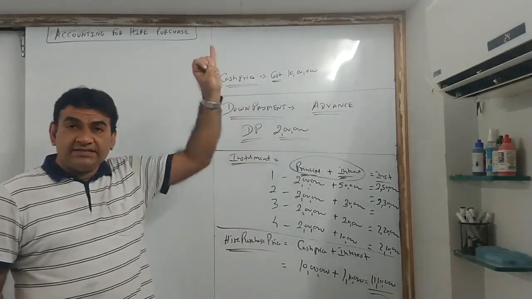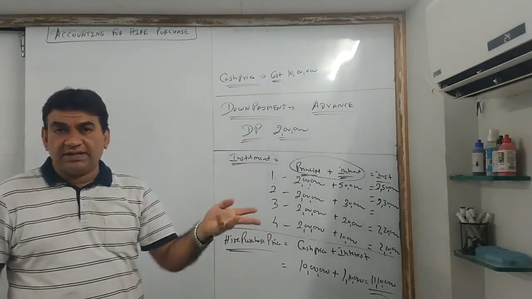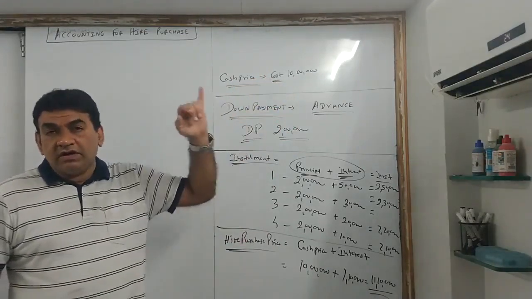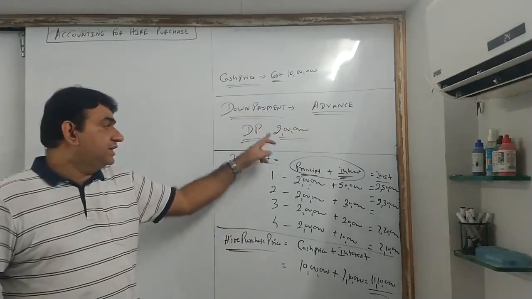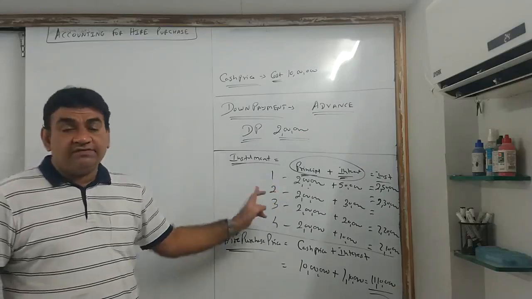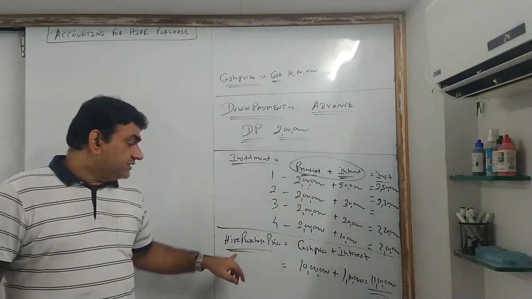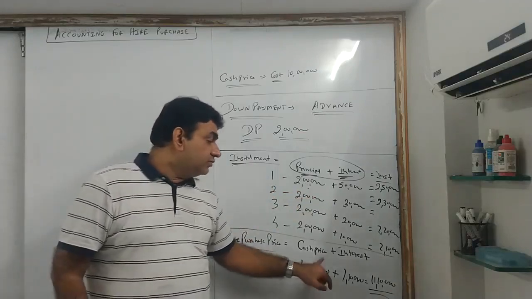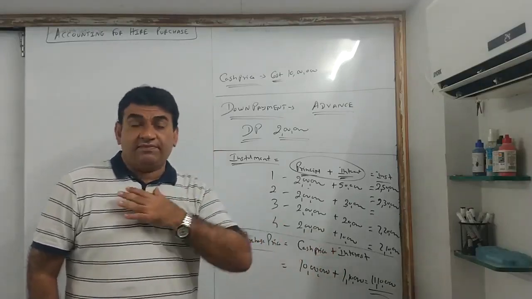So cash price, full payment price: make the full payment, take the car, that's your cash price. If you go for the installment facility, you pay a certain down payment, that is the advance. Then you have the installment, which will be principal plus interest, the amount which you are supposed to pay every year. And the next is hire purchase price, that will be cash price plus interest. These terms you are supposed to remember.